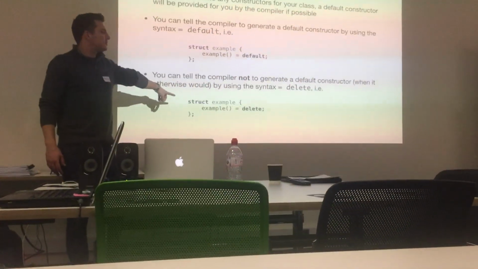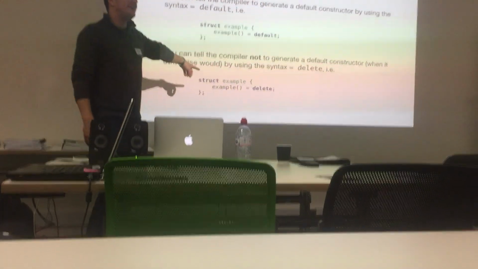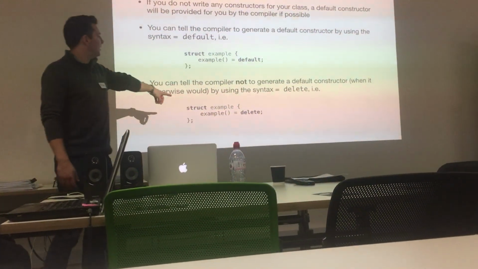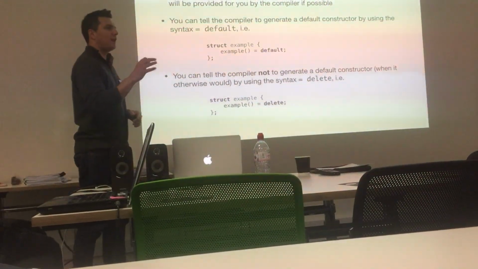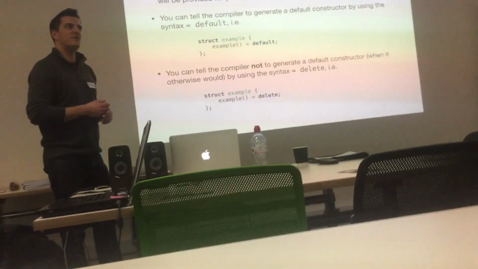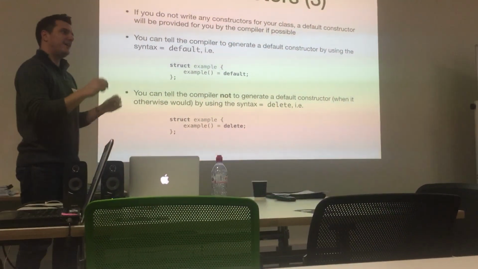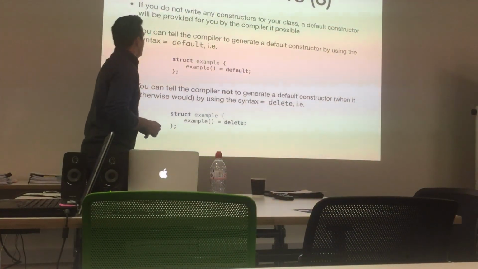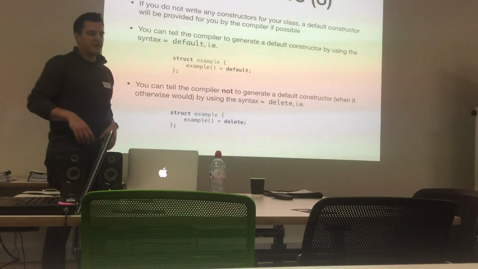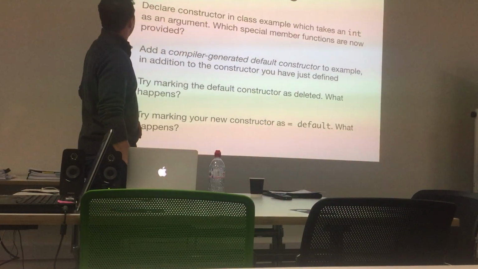This equals delete, by the way, is not specific to constructors. Absolutely any function can be equals delete. It is a compile error to try and call that function. It gives you a whole compile error. So this is quite useful for giving nice error messages. It says, you are doing something that's not allowed. The equals default only works for special member functions, of which the default constructor is one.